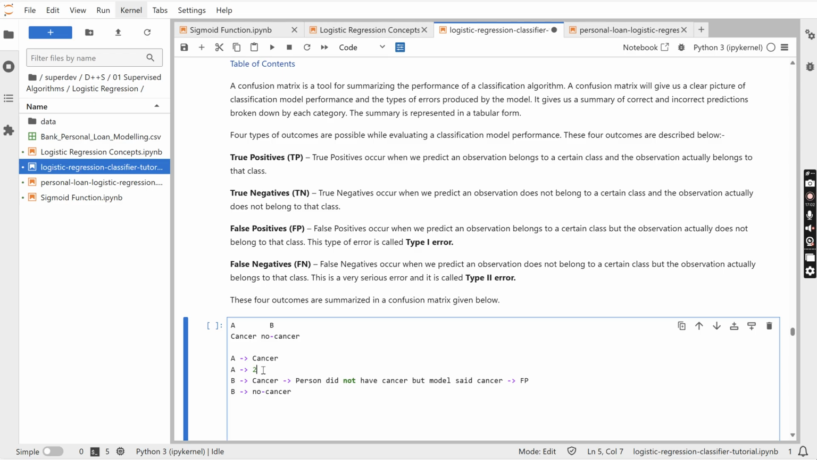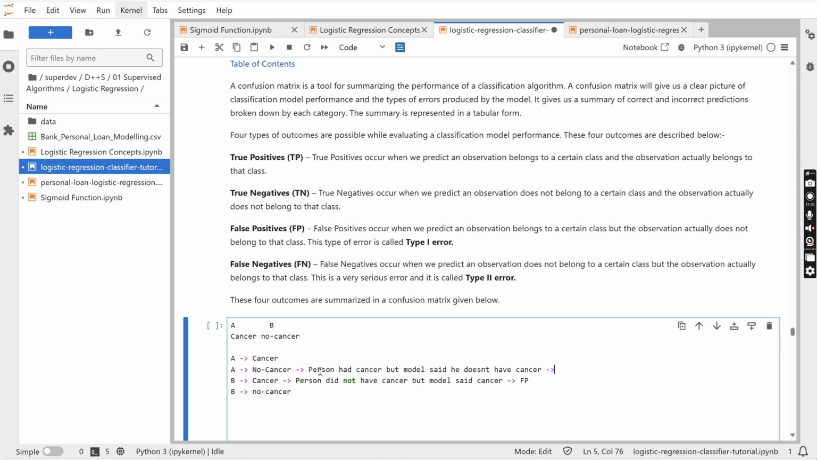And false negative means, see, person A had cancer, but the model is saying he doesn't have cancer. That means the person had cancer, but the model said he doesn't have cancer.